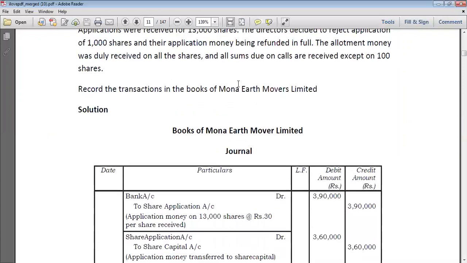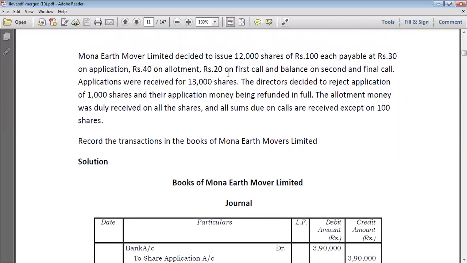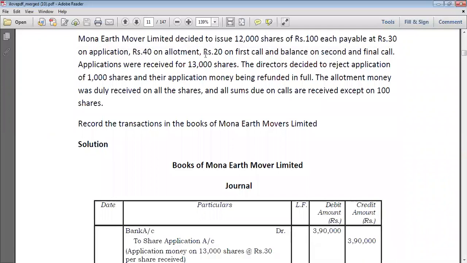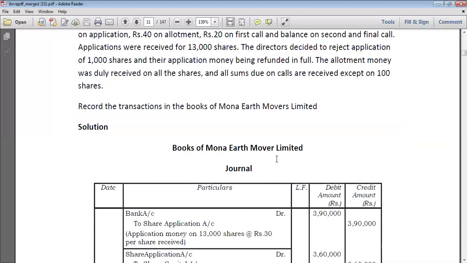First, the company will issue the prospectus, and there is no entry for issue of prospectus. Then, second step, the company will receive the applications. We have already discussed the entry for receiving application money: bank account debit to share application. Here the application money on one share is 30 rupees.